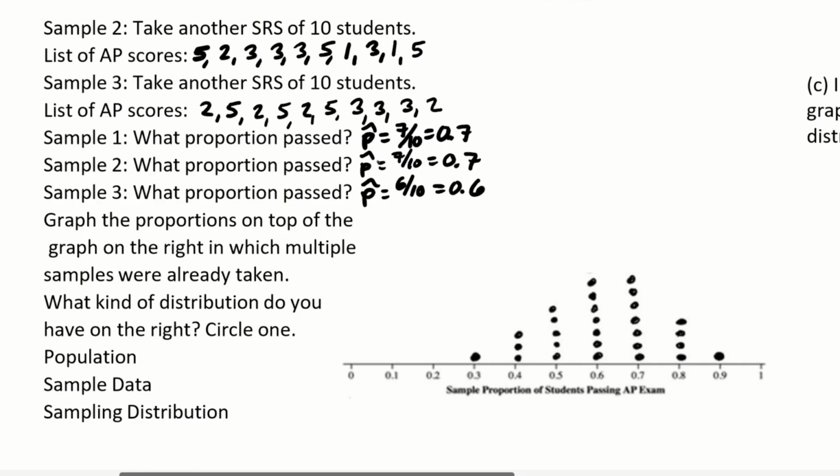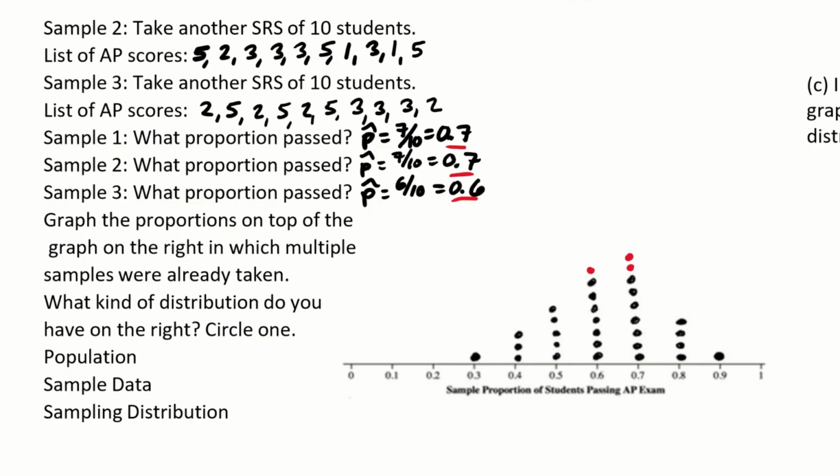Now we're going to graph the proportions on the graph on the right, in which multiple samples were already taken. We're going to do these in red. So let me highlight this in red, and I'm going to include it in here. So we're going to graph 0.7, and then 0.7, and then we had a 0.6. All right, there you go. The rest of the data is from taking other multiple samples and graphing them. Here we only did 3, but this is data that we had done in the past where we did this multiple times. And then this is the graph that we get.